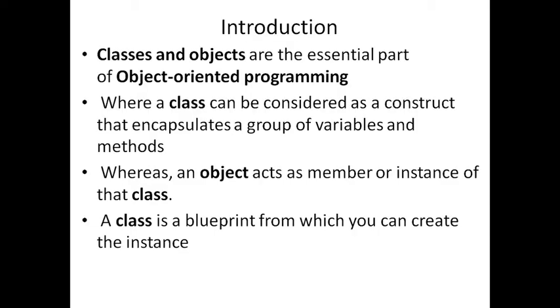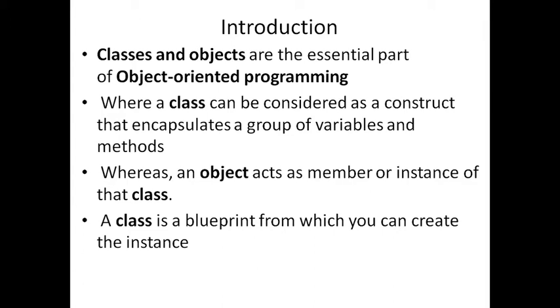Introduction. Classes and objects are the essential part of object-oriented programming, where a class can be considered as a construct that encapsulates a group of variables and methods, which means the class holds its own data members or member functions, which can be accessed by creating an instance of that particular class. Whereas an object acts as the member or instance of that class.